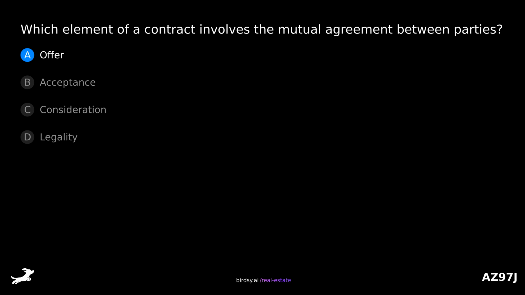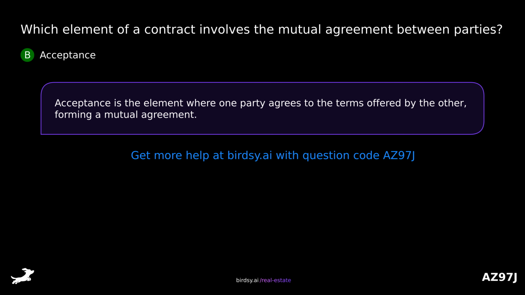Which element of a contract involves the mutual agreement between parties? Is it A, offer, B, acceptance, C, consideration, or D, legality? The answer is B, acceptance. Acceptance is the element where one party agrees to the terms offered by the other, forming a mutual agreement.